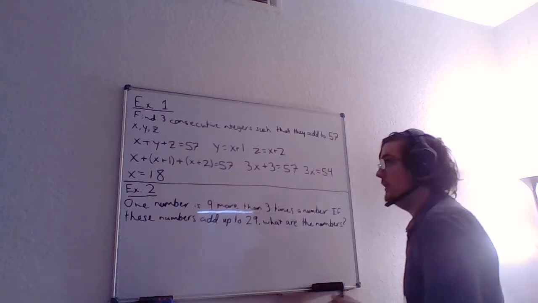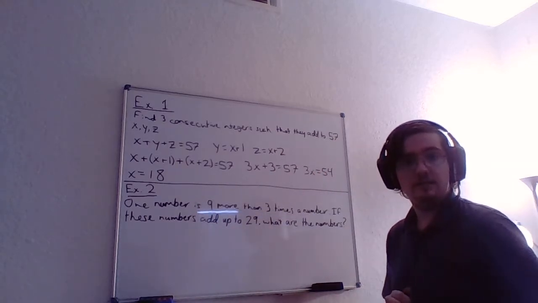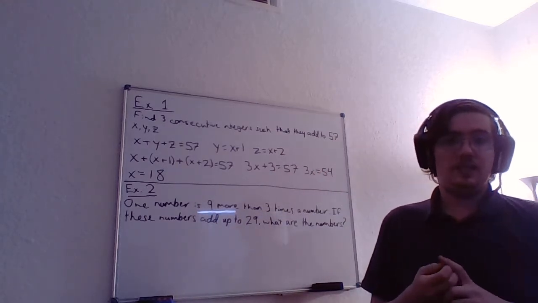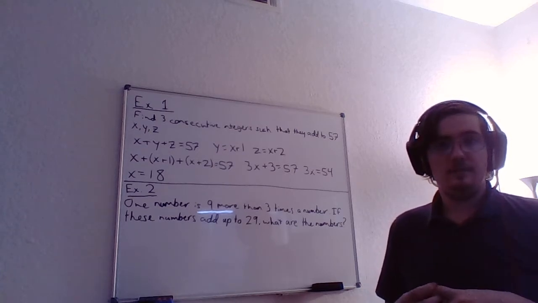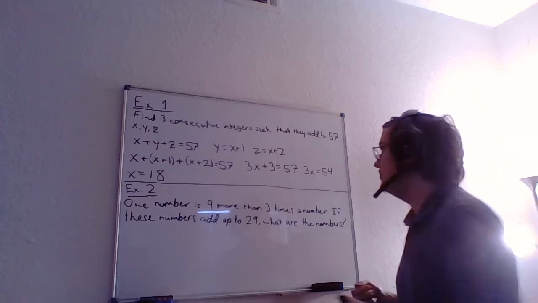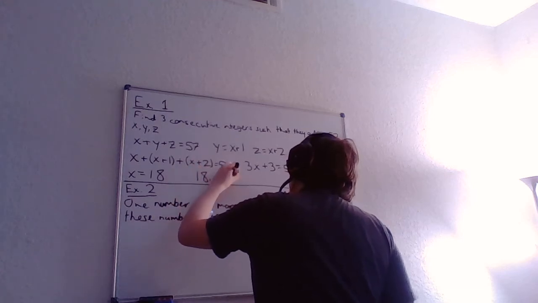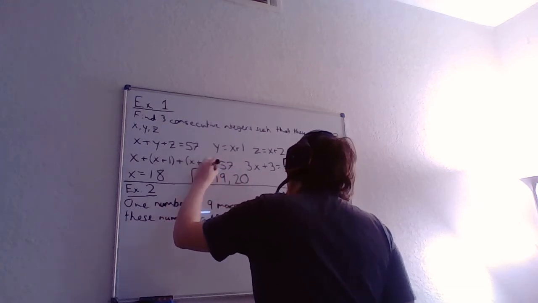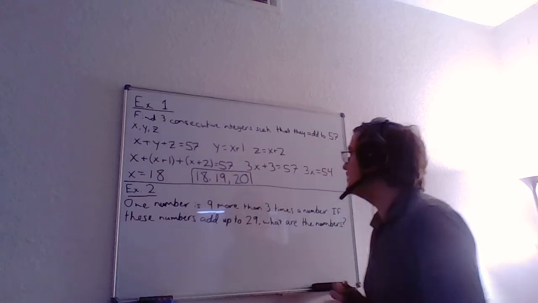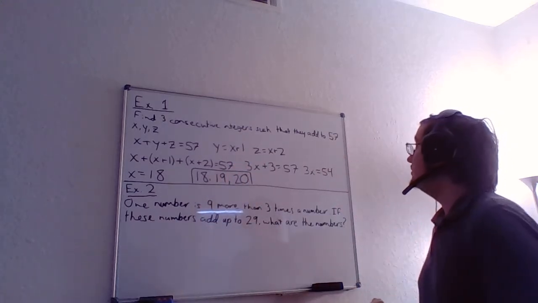So now we know what x is. We know that x is 18. Now because they're consecutive numbers, that means the three numbers we have must be 18, 19, and 20. And that right there is problem 1 solved.